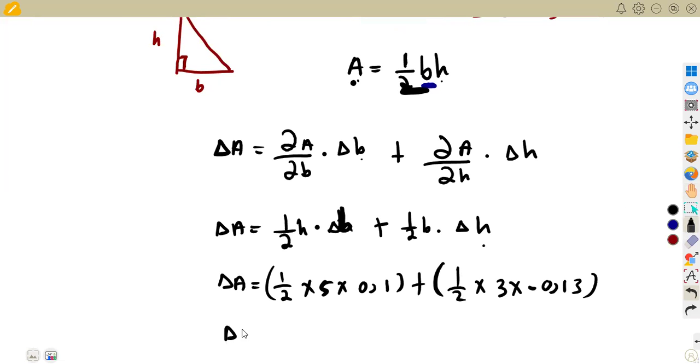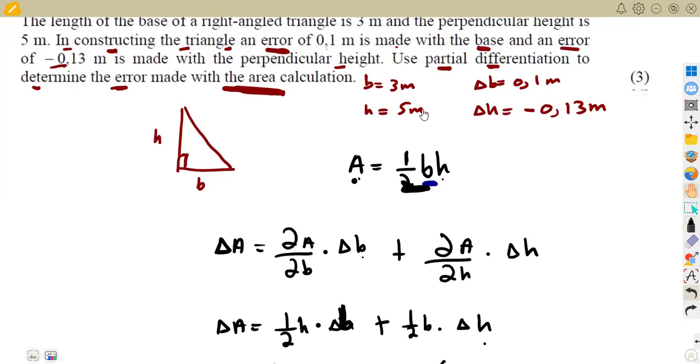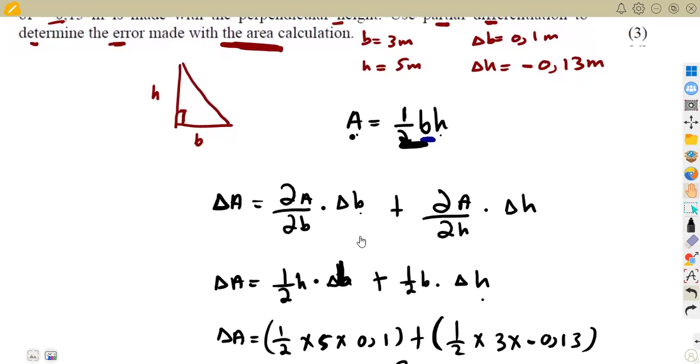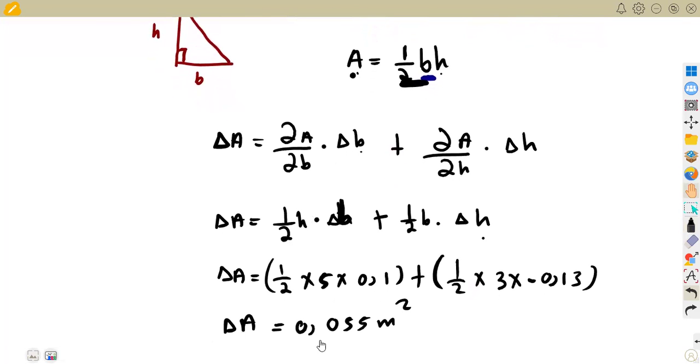So the increment or the decrease or whatever that happened is affected from this part that we have, and that was going to give us 0.055 square meters. So that was the change in area when there is an error of 0.1 made with the base and also negative 0.13 made with the perpendicular height. The error affecting the area was going to be given as 0.055 square meters.